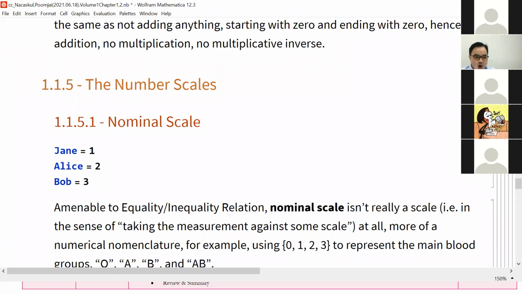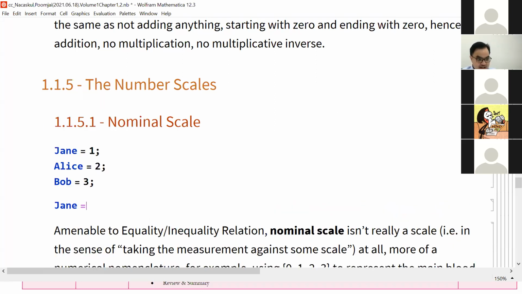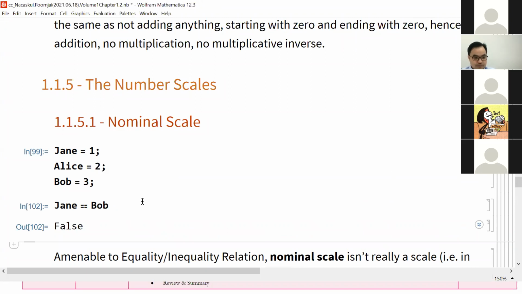Okay? And all I can do from here is to say that Jane is equal to Bob or not. Is Jane equal to Bob? False. Now, watch this carefully. I'm going to do this. Is Jane less than Bob? What do you think the computer is going to give you? It's going to give you true. Right? This is where data scientists make silly mistakes.